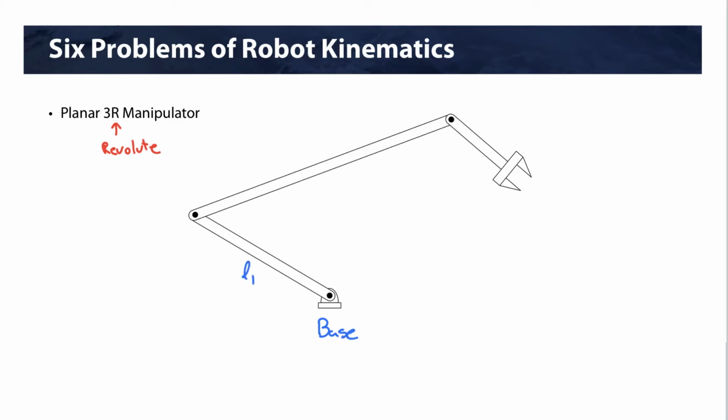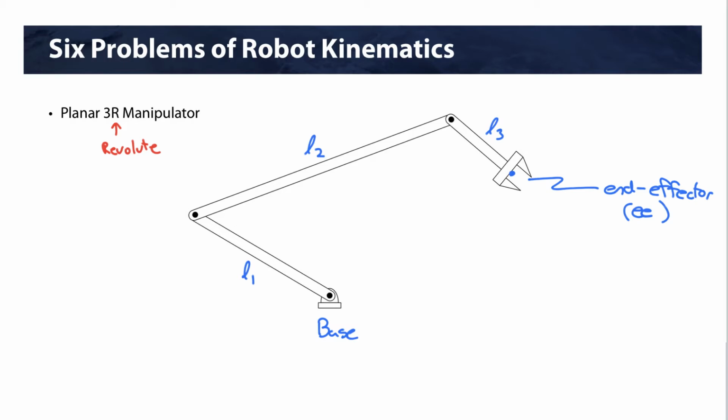we have link 1, whose length is denoted by L1. We have link 2, whose length is denoted by L2, and link 3, whose length is denoted by L3. And then our robot will have a tool, or what we often call an end effector in robotics. And we often just abbreviate that EE. So this is a 3-link revolute jointed planar manipulator.